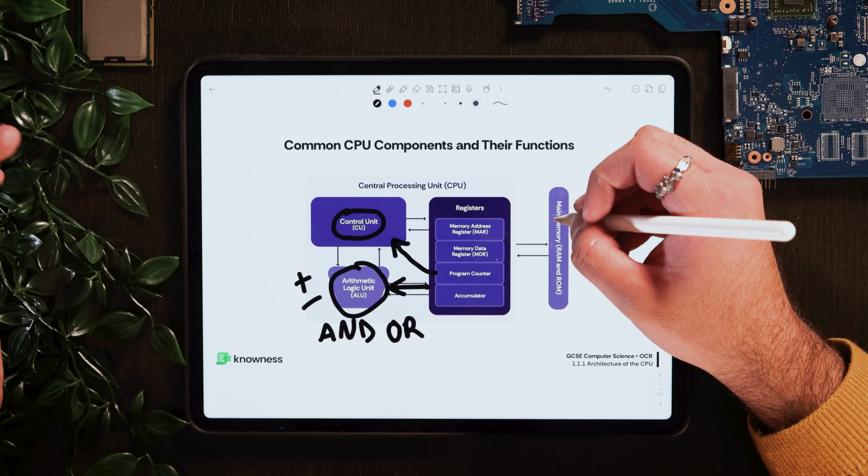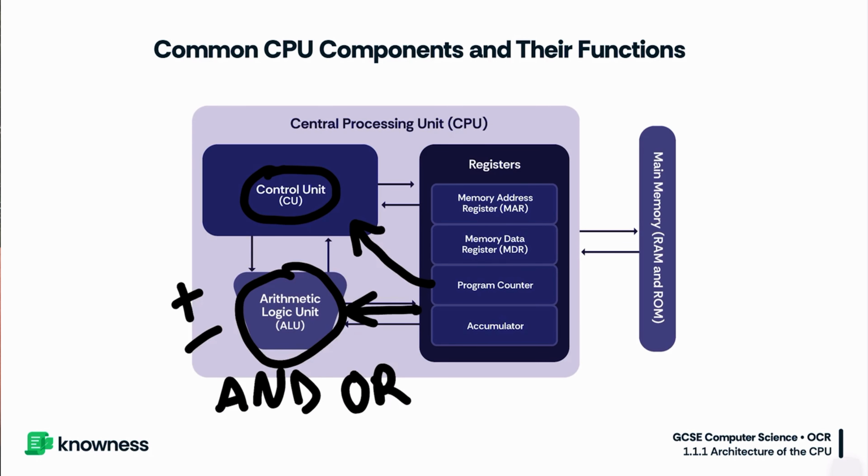Next is the memory data register. This holds the actual data or instruction that's been fetched from memory or is ready to be written into memory. It acts as a go-between for the CPU and memory, holding the data during data transfer. Then we have the program counter. The program counter is a special register that keeps track of the memory address of the next instruction to be fetched. Each time the fetch stage happens, the program counter gets updated to point to the next instruction in memory.